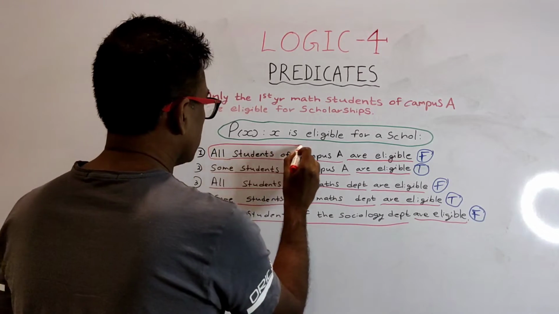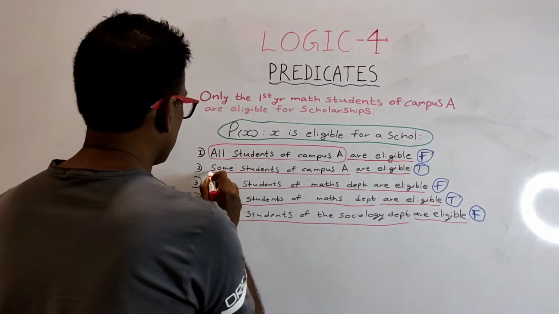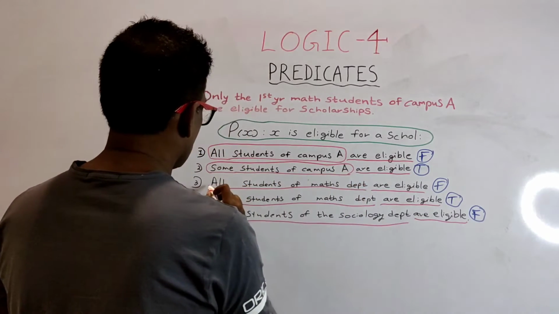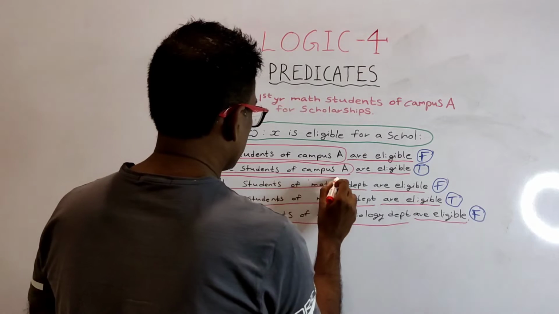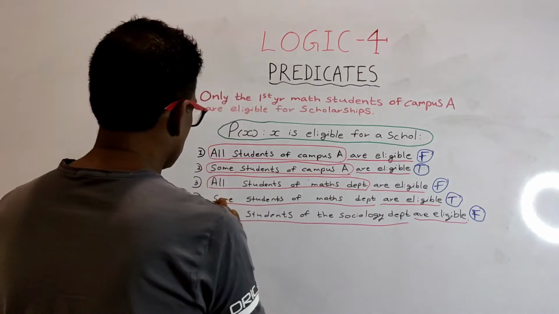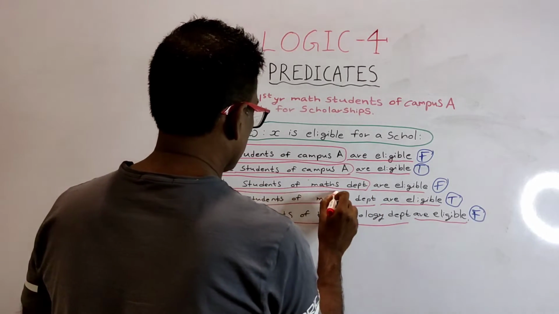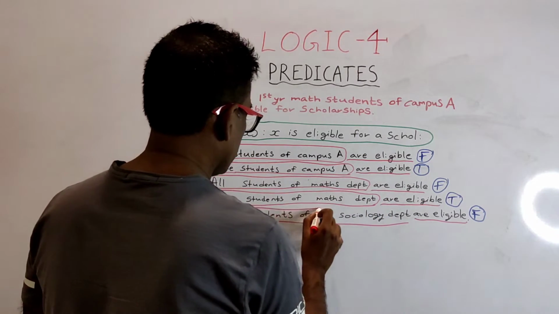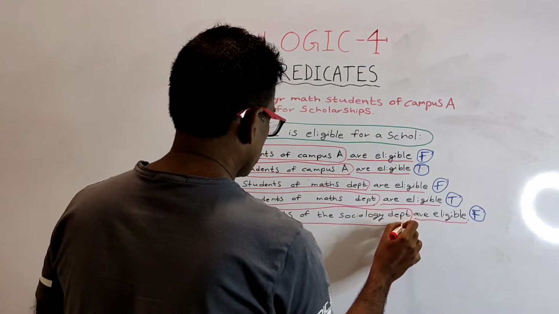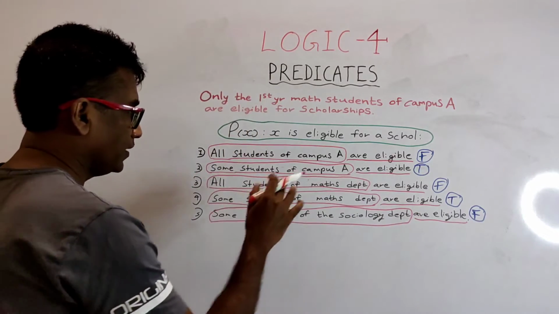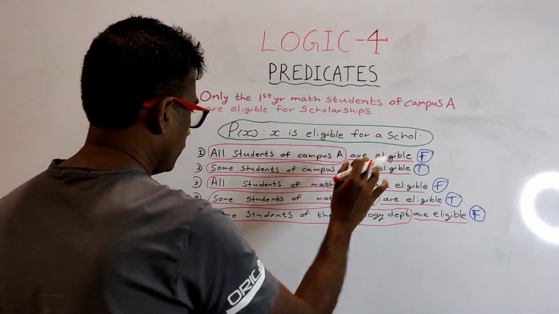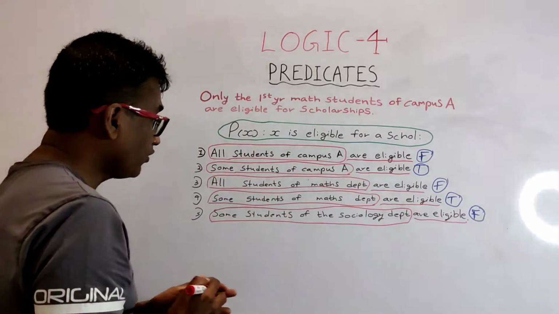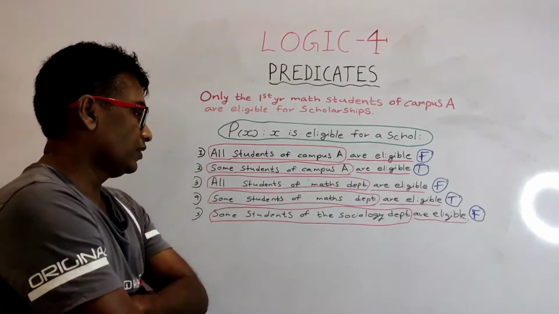Here, all students of campus A, some students of campus A, all students of the maths department, some students of the maths department, and here some students of the department of sociology. So this property is said to hold over this well-defined group of students. We are not talking about a specific person here.